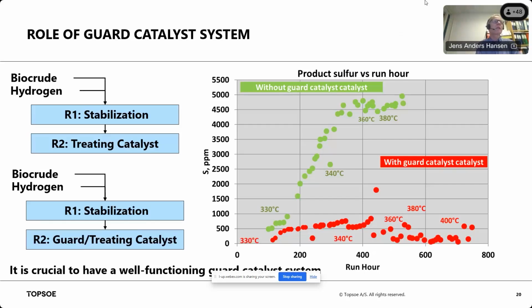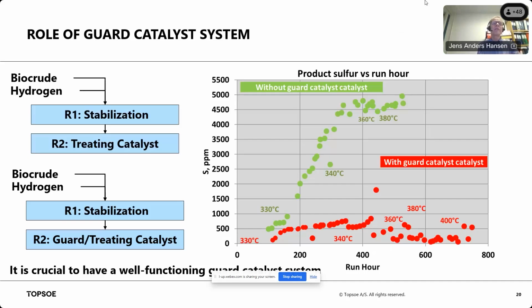And here I have shown two approaches. In the first test we did, we had a stabilization catalyst in the first reactor and a treating catalyst in the last reactor. And this is the green point here on the graph to the right, where we have shown the sulfur content in the product versus time on stream. And next to the numbers, you can see temperatures 330, 340, 360, and 380. That was the temperature of the treating reactor. And you can see here that the sulfur content increased a lot.